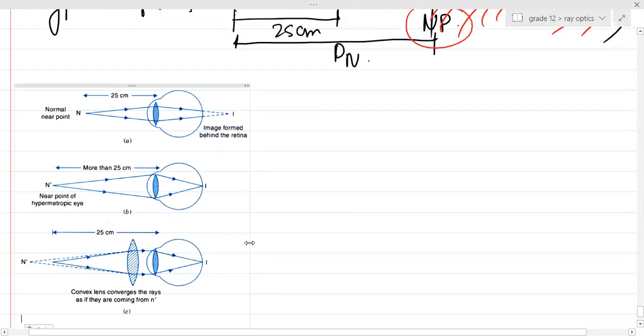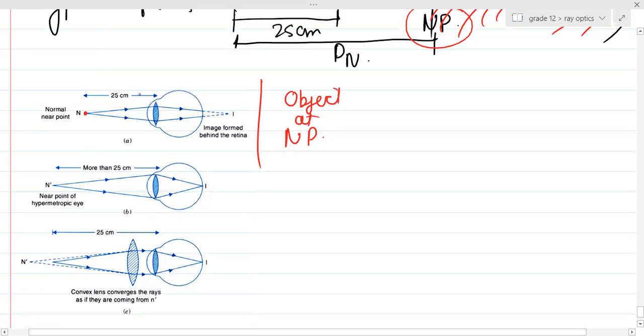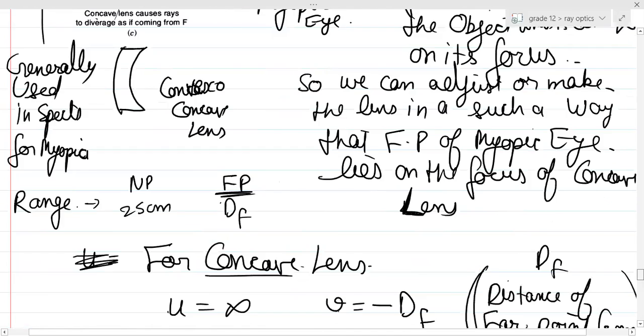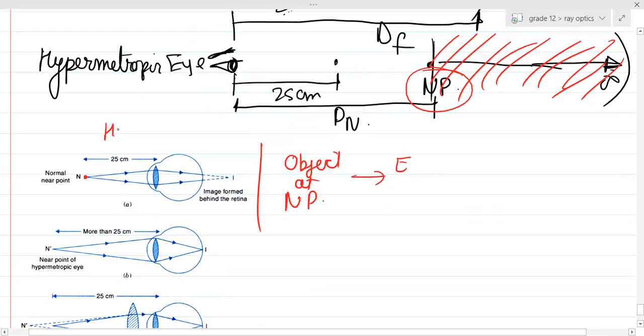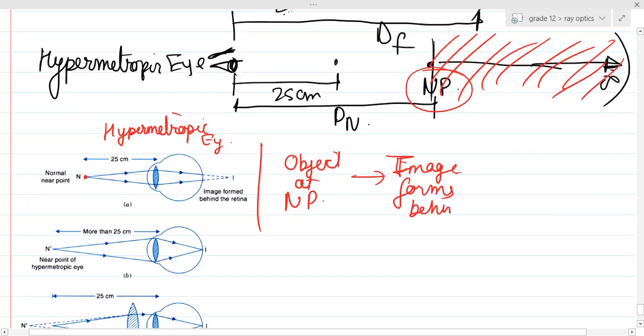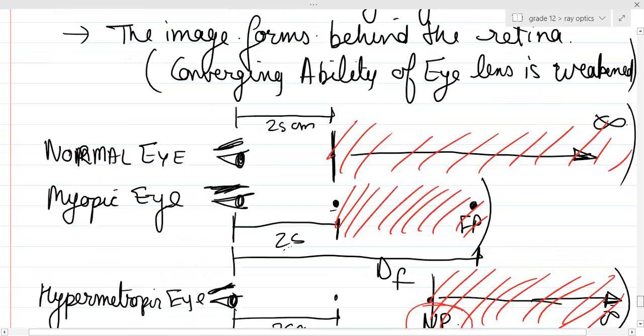Now, guys, can you see over here? When the object is at the near point, 25 centimeter, the least distance of distinct vision, then our hypermetropic eye is not able to form an image. Where is the image formed? All of these diagrams are for a hypermetropic eye, right? So when the object is at the near point, the image forms behind the retina. Do we want this? No, we want the image to form on the retina.